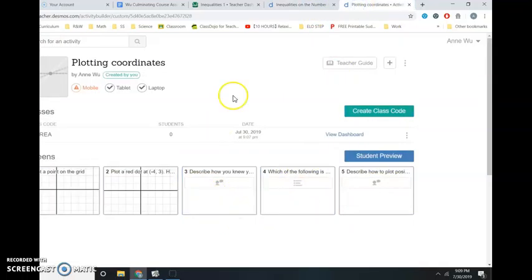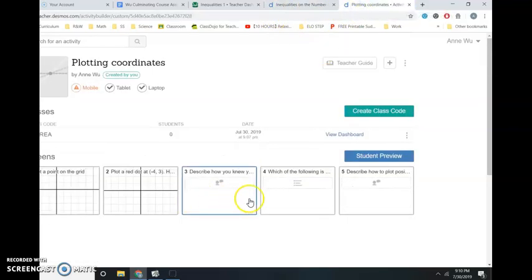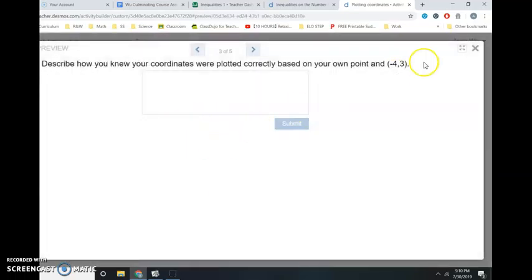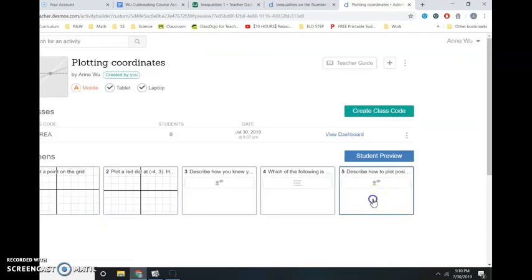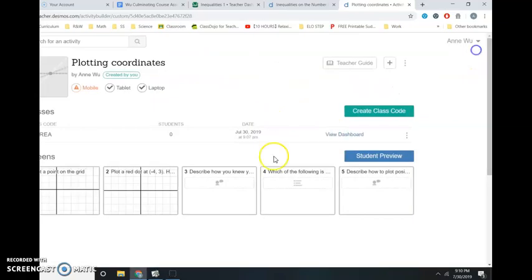I also did that here, and I liked how they did the describing how you know and seeing which matches. So I had them describe how you knew this was correct as a multiple choice question. And then this is describing how they knew where to plot the points. Then this is also describing how they would plot it. Share with class. I like that.